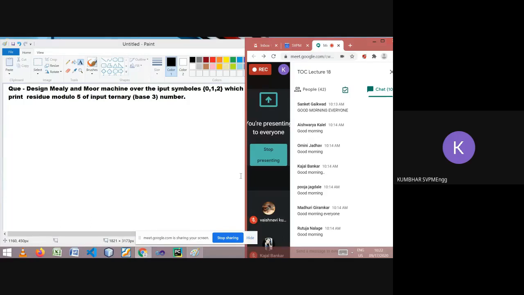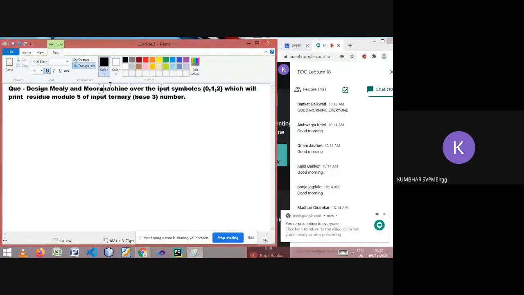A few points regarding these machines. Very first, it is a deterministic machine. Moore and Mealy both are deterministic machines. Then for every input, they produce the output.